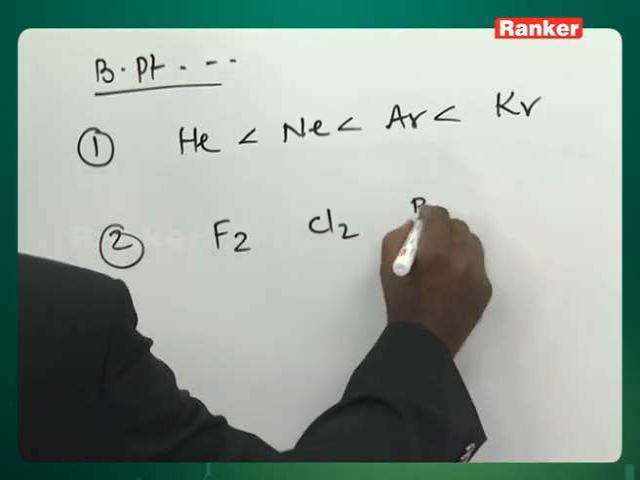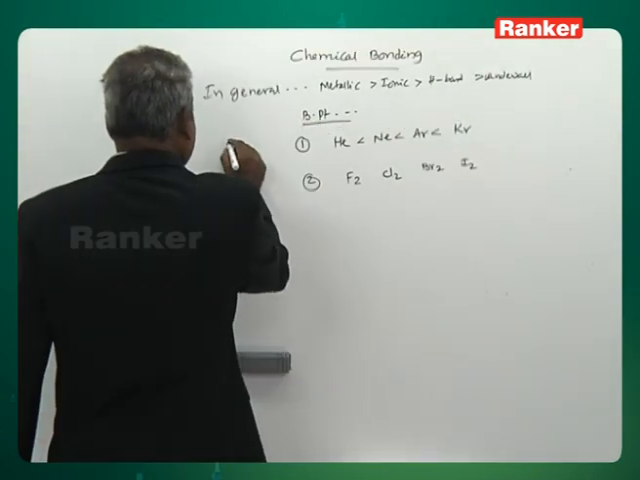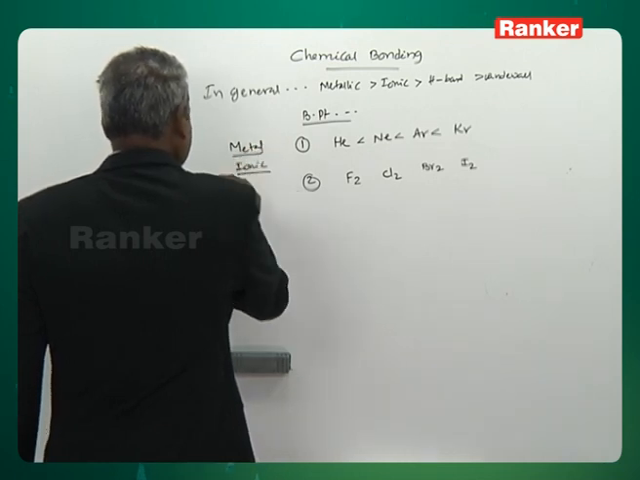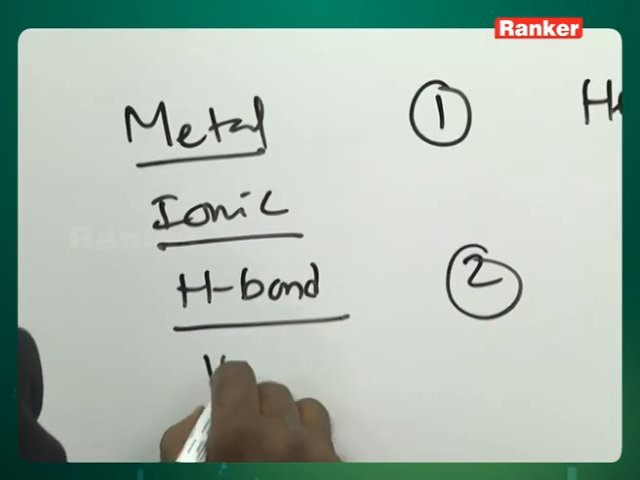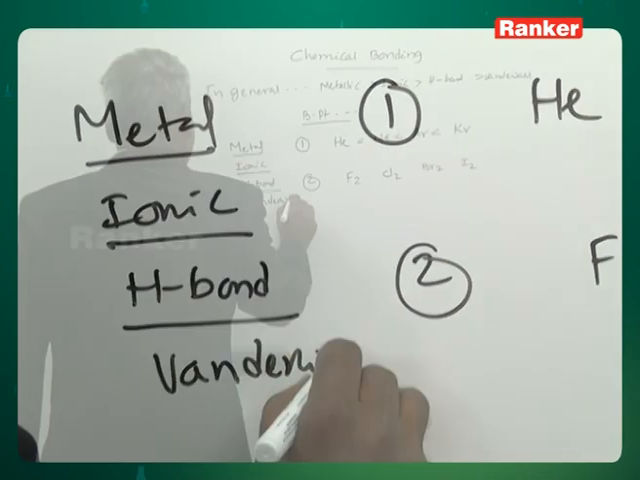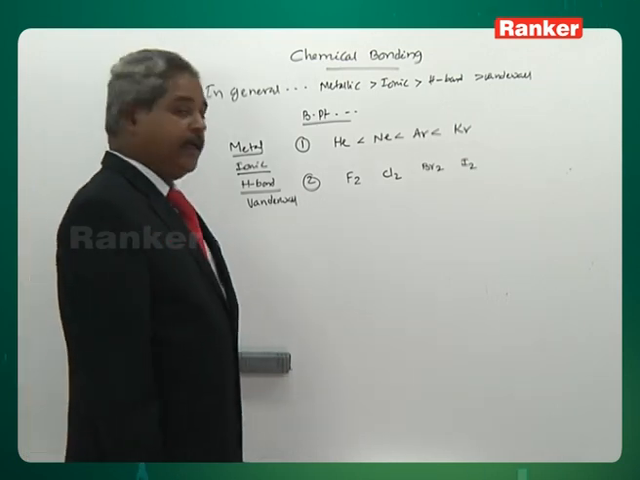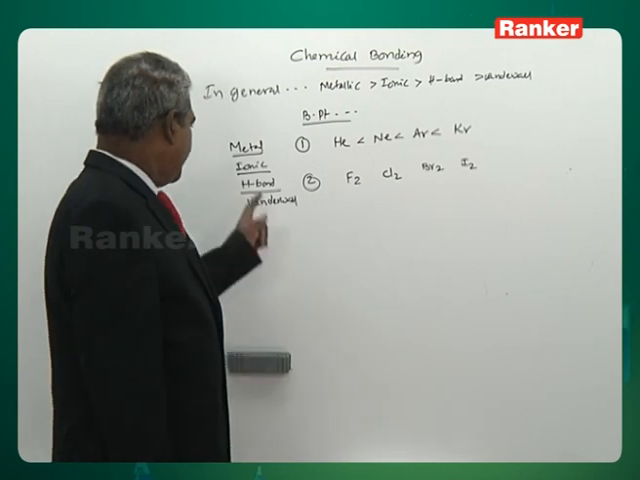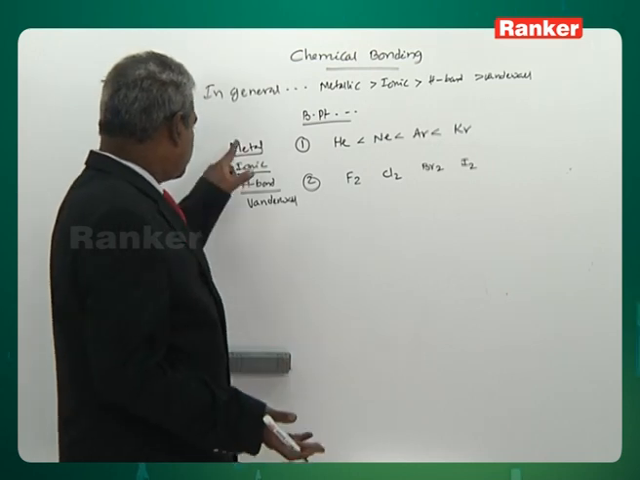F2, Cl2, Br2, I2. So, I am always ruling out the possibilities. I am seeing whether they are metals, whether they are ionic compounds, whether they have hydrogen bonded compounds, or van der Waals. So, are they metals? Not at all. Fluorine, chlorine, they are not metals. Are they ionic compounds? They are not even compounds, they are elements. Do you have hydrogen bond? There is not even a hydrogen there. Therefore, the first three are ruled out.